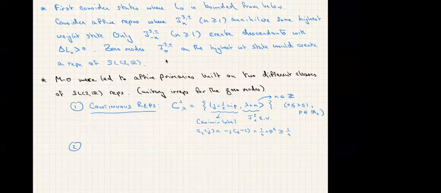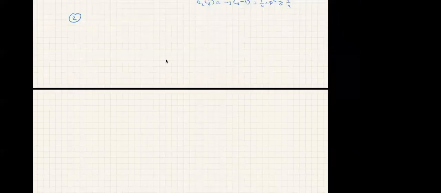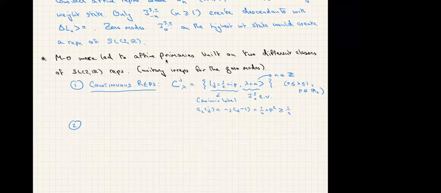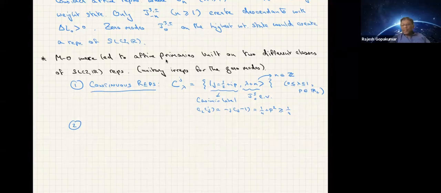May I ask, are they highest weight representations? Yes. These are not highest weight representations, because there is nothing which is... Exactly. These eigenvalues go between minus infinity to plus infinity. So as SL2R representations, they are not highest weight representations. But the next set that I will be writing are highest weight representations.